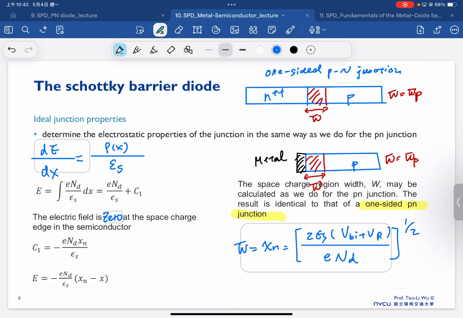And this is a consideration of the N-type, which has this, where we have the ND here. Metal.